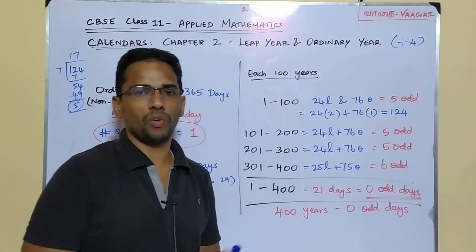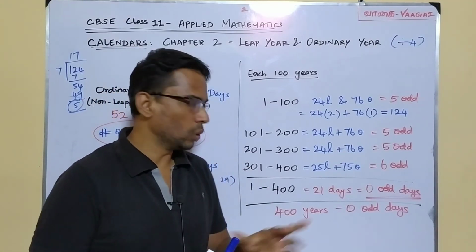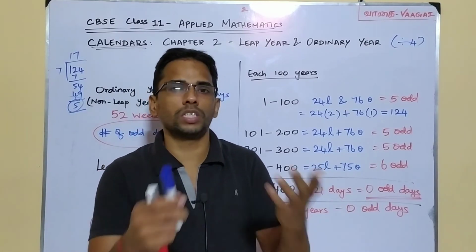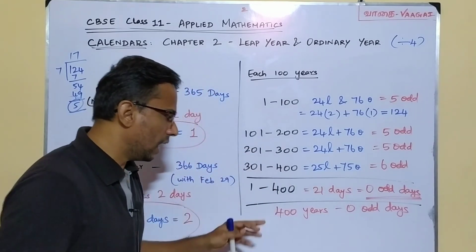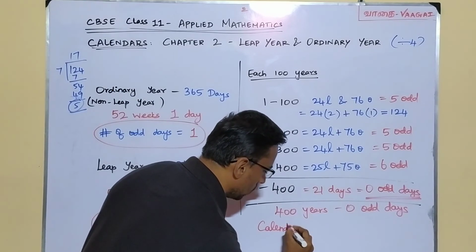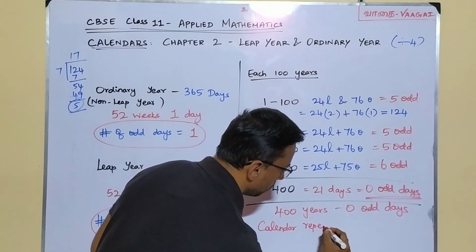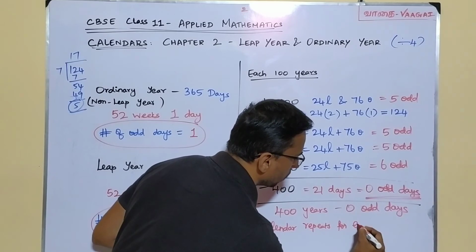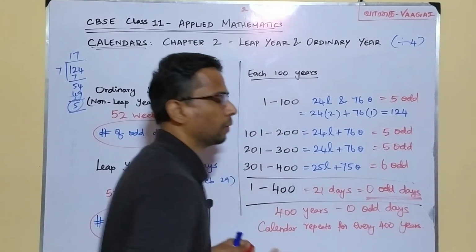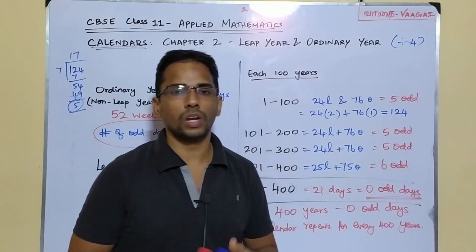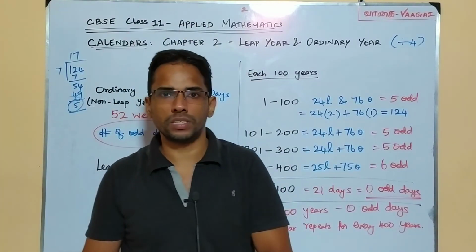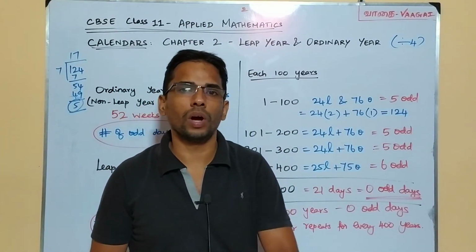And not only for this 400 years, for every 400 years, you will always have 0 odd days only. This is a very strong concept in calendars you have to remember, okay? And this is what they would say, that your calendar repeats for every 400 years. The calendar repeats for every 400 years. That is, if you are on some day today, the day which you are going to get exactly 400 years after would be the same day as what you have today.